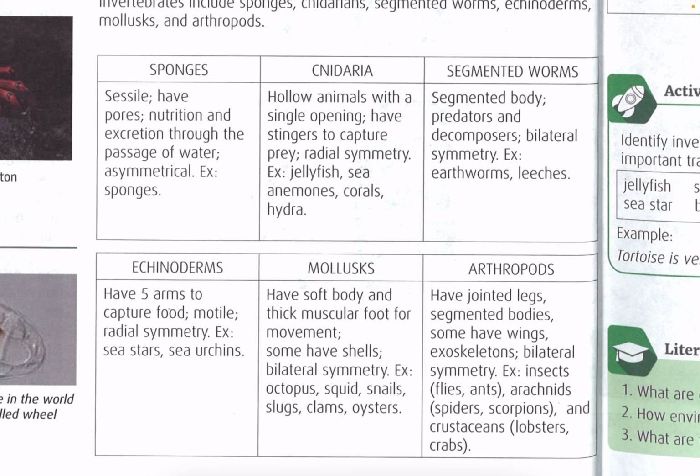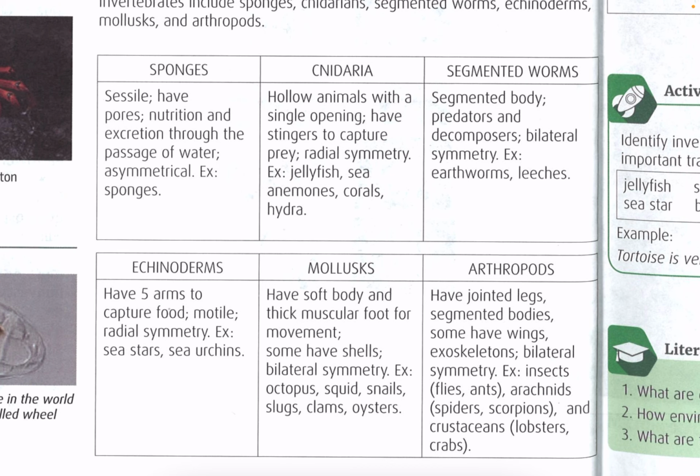Вот. Sponges are sessile. Sessile means that they don't move. They are immotile. So they feed on the materials which flow in the water. So they have some pores. By these pores, the water can come in and out. For example, sponges.